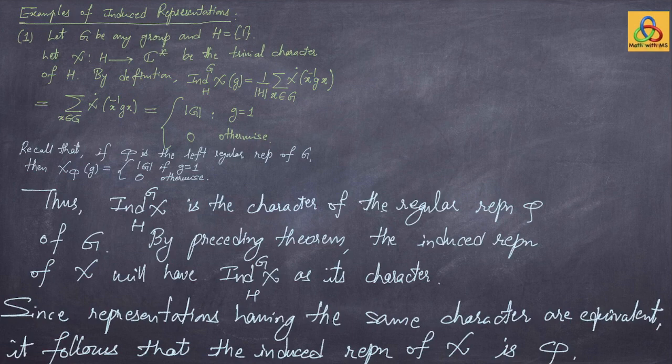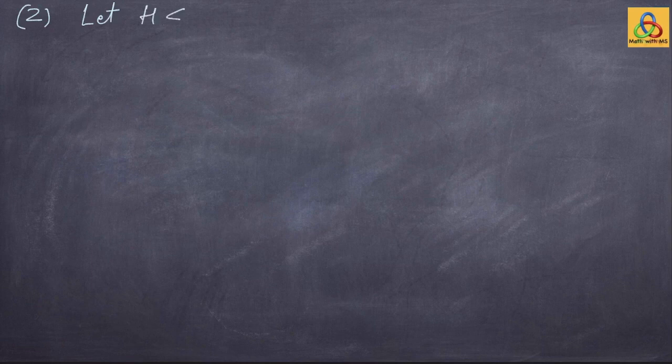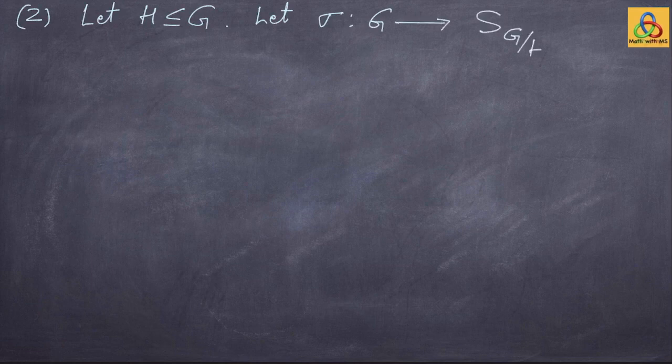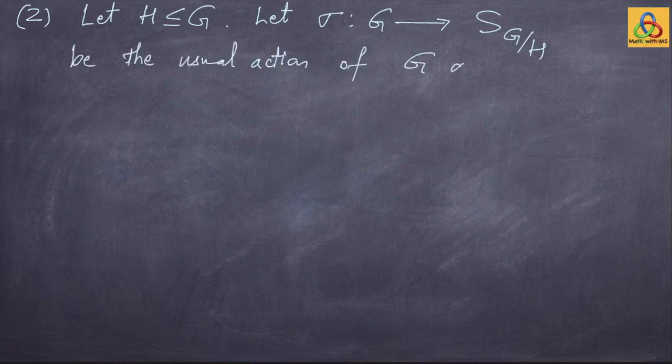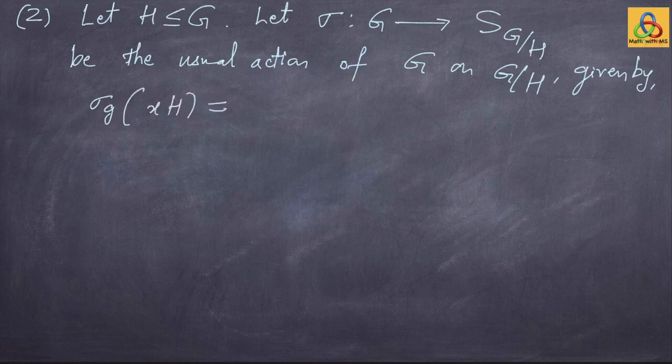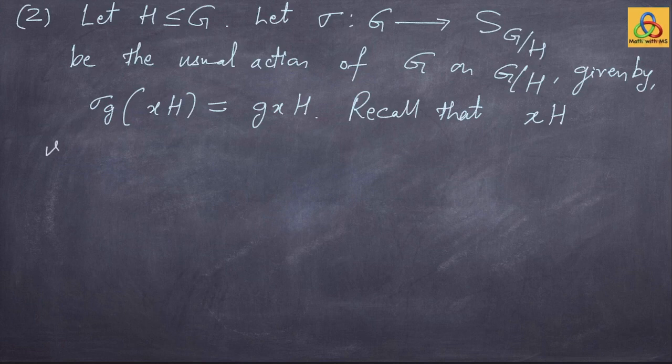Let's see another example. Now let H be an arbitrary subgroup of a group G, and let sigma from G to the symmetric group on the set of left cosets of H in G, G mod H, be the usual action of G on G mod H given by sigma of g acting on xH is just gxH, this coset. We have studied this action in detail when we studied permutation representations, so you can watch that lecture.